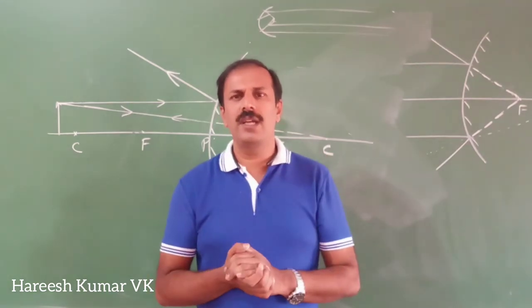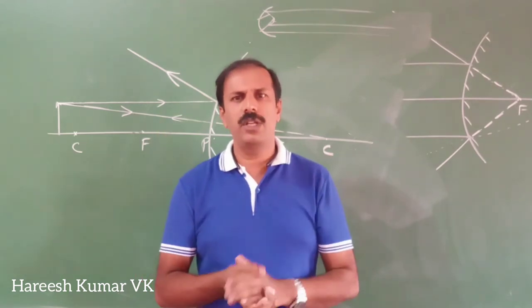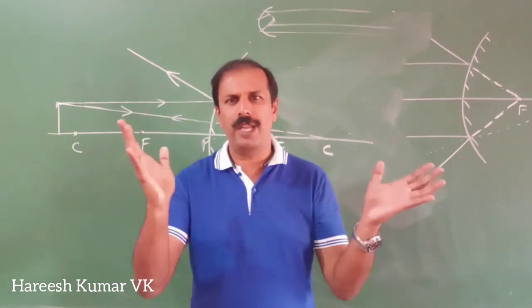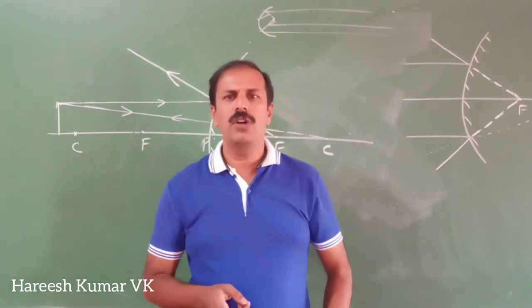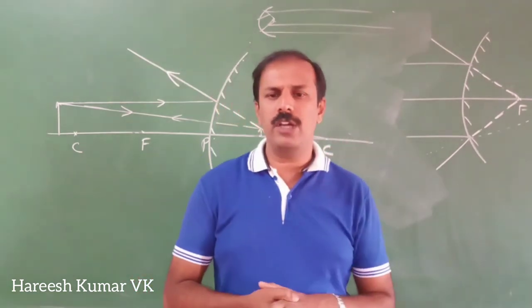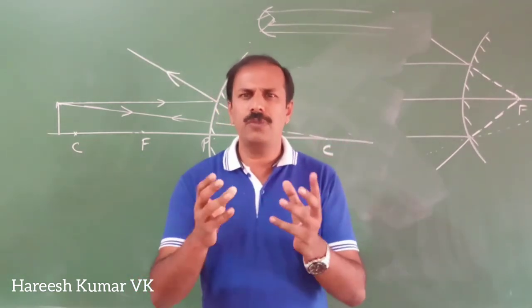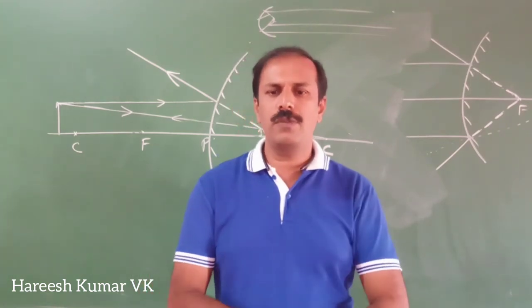One more thing you can see, the DTH antenna is also almost concave only. It is not exactly spherical, it is a little bit parabolic. Still, that also can be taken as a use of concave mirror. So once more you go through this video and note all the uses of concave mirror. Now you have three uses for convex also. So we will discuss the uses of convex also.